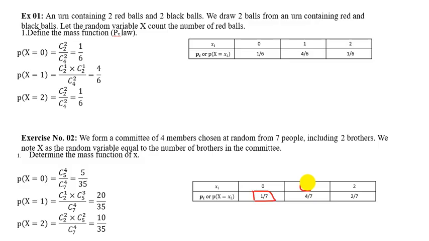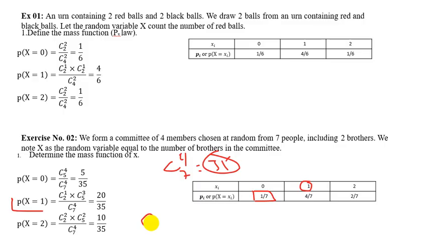So how to get this? The probability of x equals 1 is the cardinal of our second event, getting only one of them, divided by omega. We said cardinal omega is 35, which is C(7,4). And how to get only one?